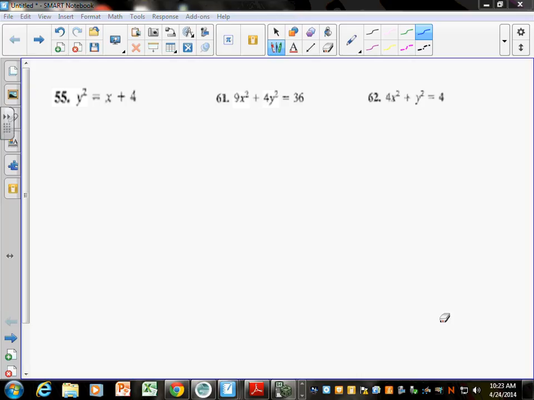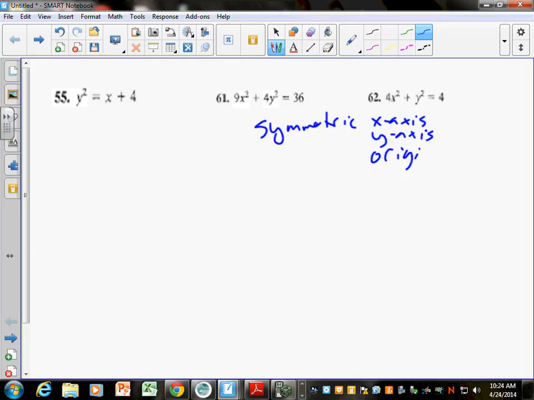So the reason I picked these two, maybe because that's what's on your final, is that those are circles. And when they're circles, they're symmetric with everything. So without even doing the test, I could tell you that both of these are symmetric with the x-axis, the y-axis, and the origin. That one is not symmetric with everything because it's not all squared.